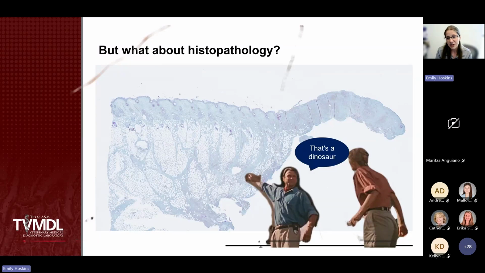And I actually just learned today that Sam Neill passed away. So rest in peace, Sam Neill. When I made this, I had not known that.